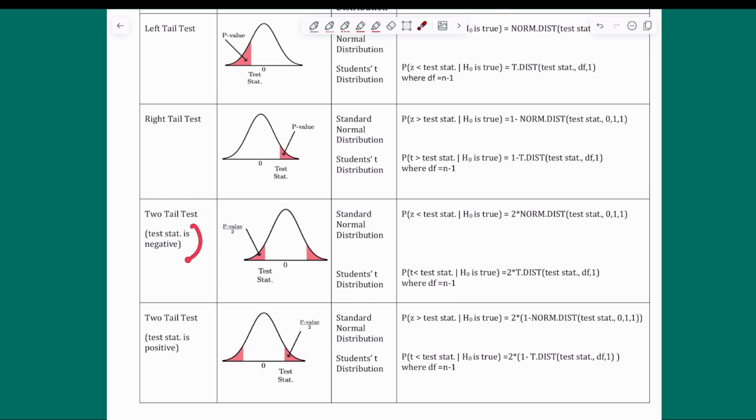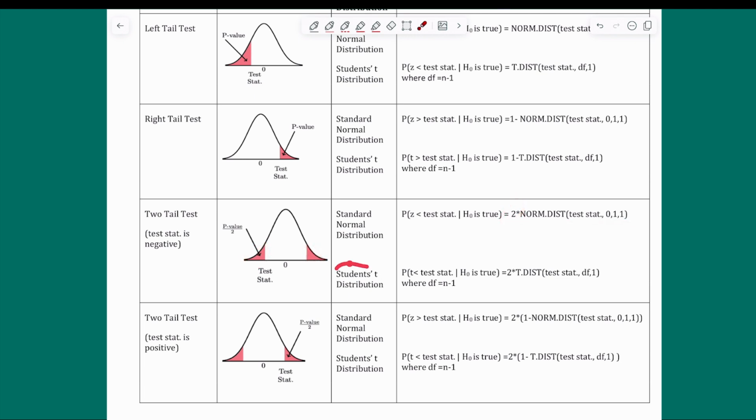Because the test stat could either be negative or positive. If it's negative, then you have this test stat over here, and the p-value is split into the two tails. If this were the standard normal distribution, the way you find the p-value is essentially to go 2 times norm.dist(test stat, 0, 1, 1). That would give you half of the area, but doubling it gives you both tails.